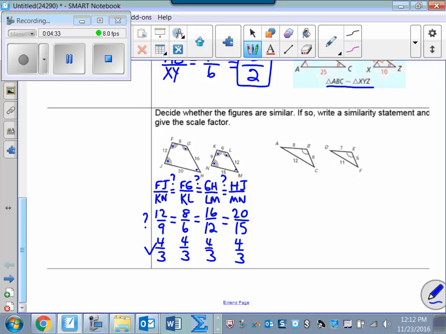And my similarity statement would be that FGHJ is similar, and this is the scale factor, by the way. So FGHJ is similar to KLMN. There's our similarity statement. All right, why don't you pause right here and you decide if these two triangles are similar, and I'll be right back with you to check.